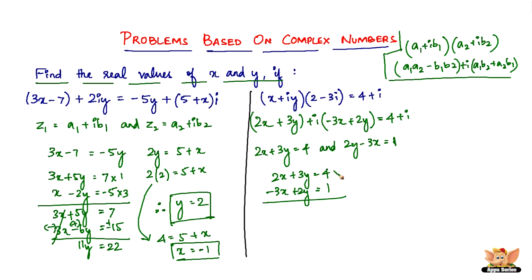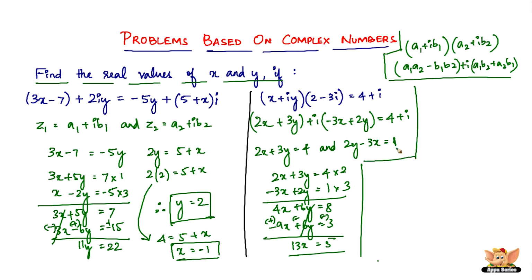So cross multiplying 2 and 3 of y. 2 times 4 is 8, 2 times 3y is 6y, 2 times 2x is 4x, 3 times 1 is 3, 3 times 2y is 6y, and 3 times minus 3x is minus 9x. Now changing the signs, we have 6y and 6y getting cancelled, 4x plus 9x is 13x, 8 minus 3 is 5. So therefore, we have x equal to 5 by 13.